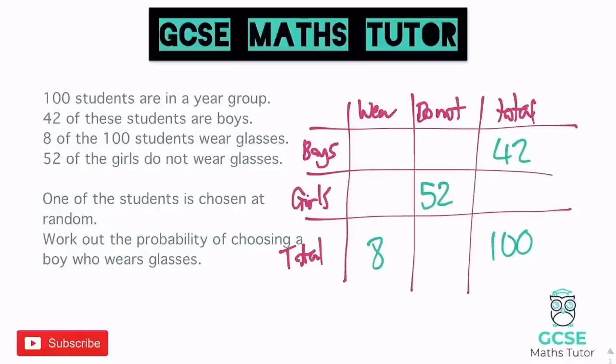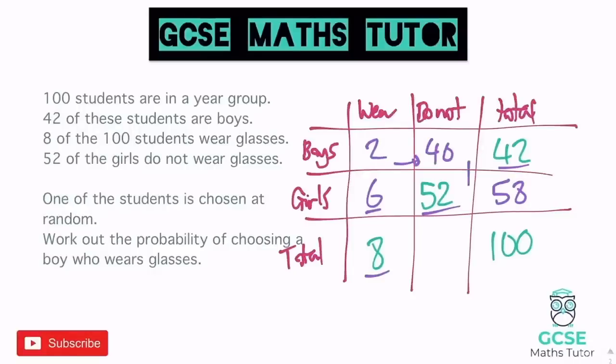So if there are 42 boys here, that must mean that there are 58 girls. And out of those, 52 do not wear glasses. So that must mean that 6 of them do. Now again, we've got 8 that do wear glasses, 6 of them are girls, so 2 boys must wear glasses. And again, going along this way, that has to add up to 42, so that must be 40.